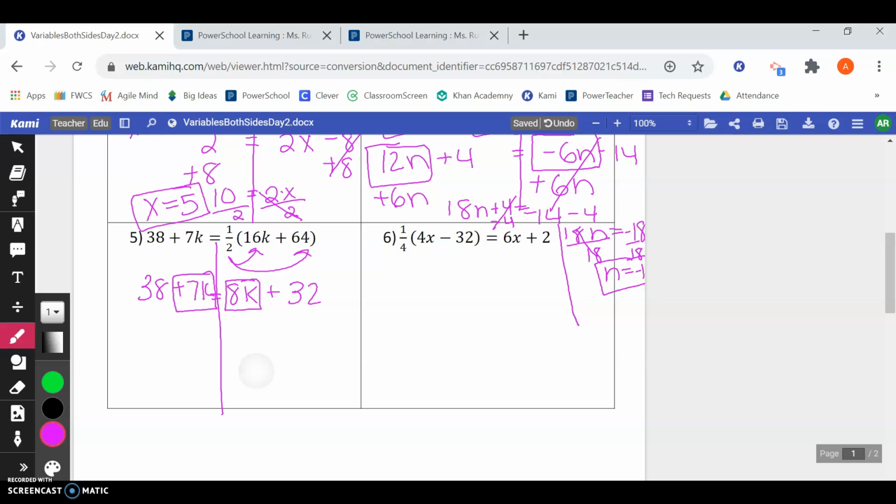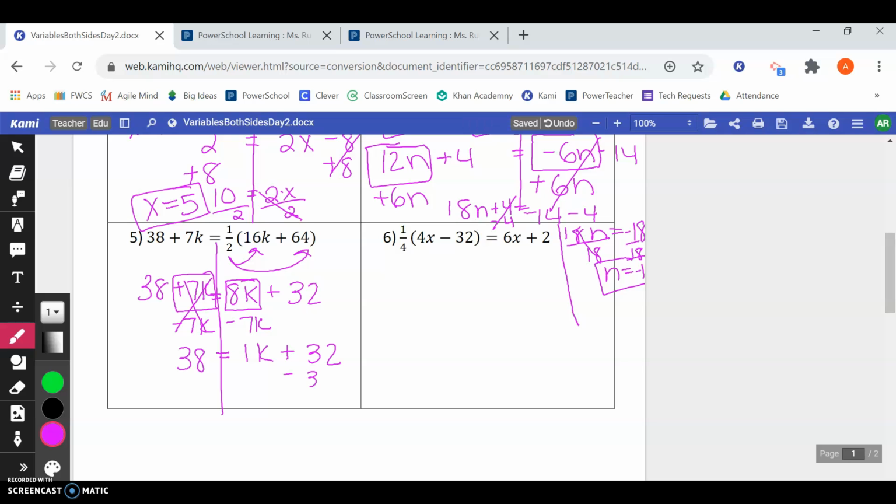So I'm going to move my smaller one. So I'm going to subtract 7K from both sides. 7K minus 7K, well, that's 0. On the left, I still got that 38. 8K minus 7K, 8 minus 7 is 1. So I got my K plus 32.